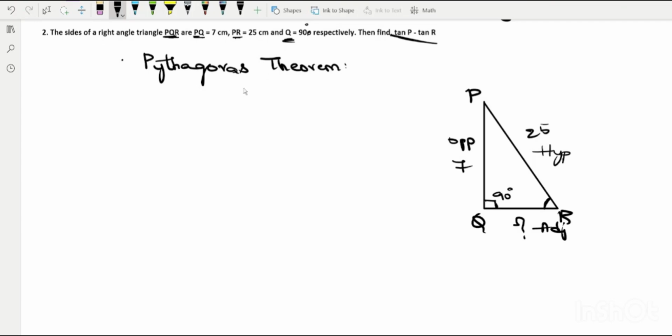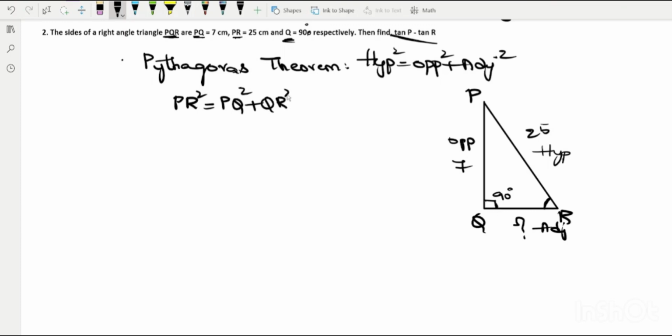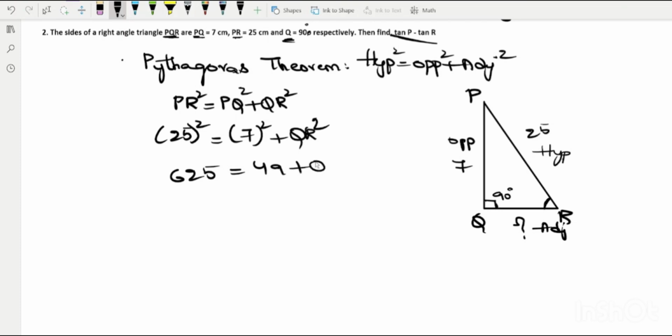So the formula for the Pythagoras theorem would be hypotenuse square equals opposite square plus adjacent square. So we know the hypotenuse side is PR. PR square equals PQ square plus QR square. The value of PR here is 25 whole square equals PQ 7 whole square plus the unknown value QR. So the value for 25 square would be 625 and 7 square would be 49 plus QR square.